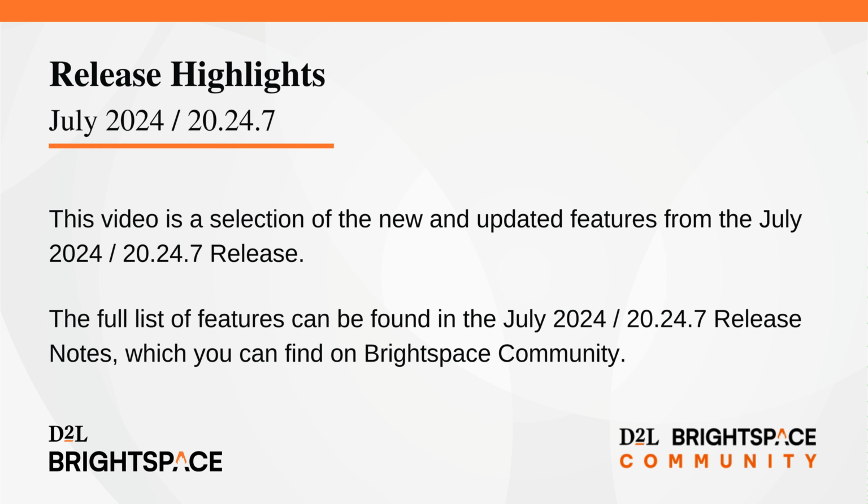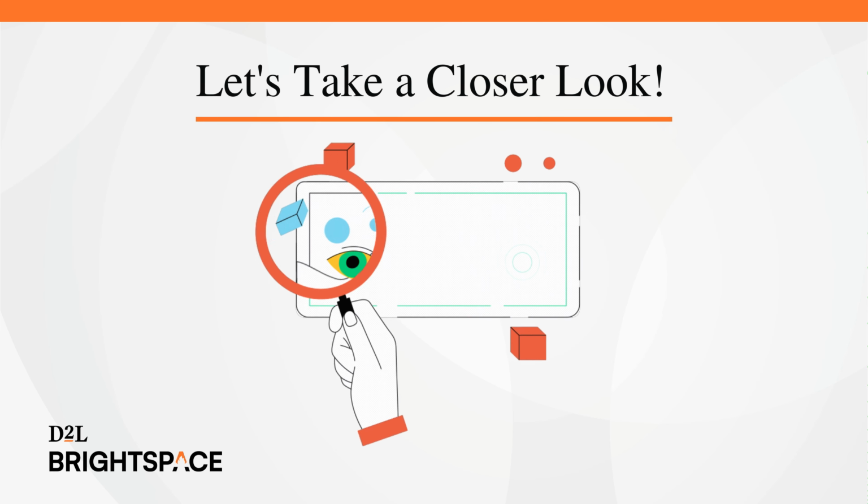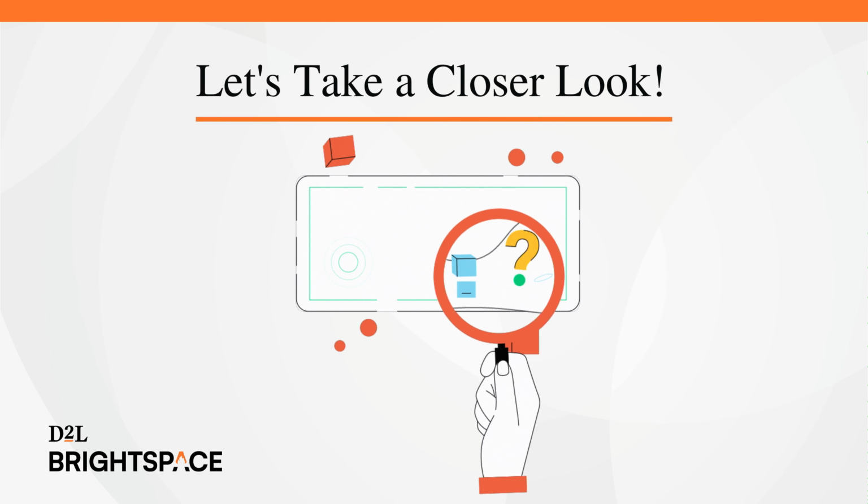Automatic Zero for missing submissions now in grades. With learning outcomes, enhance reporting with the Achievement Plus add-on package. Distinguish between root content modules with custom colors in new content experience. And finally, a summary of all the other features this month. Let's take a closer look at this month's features.